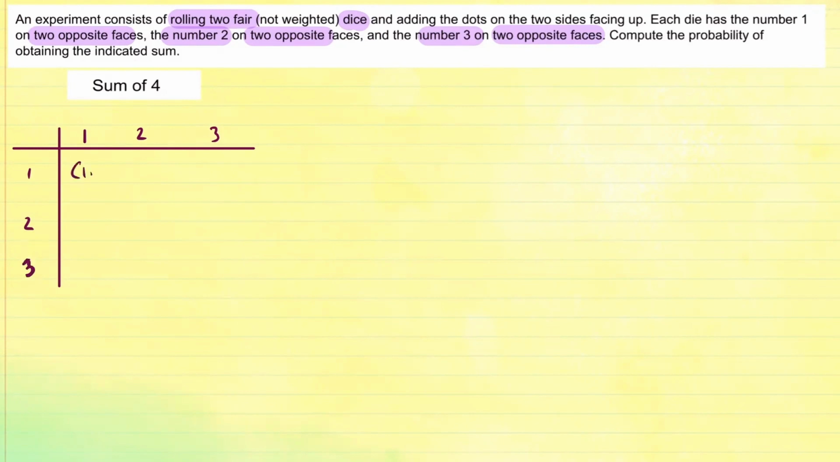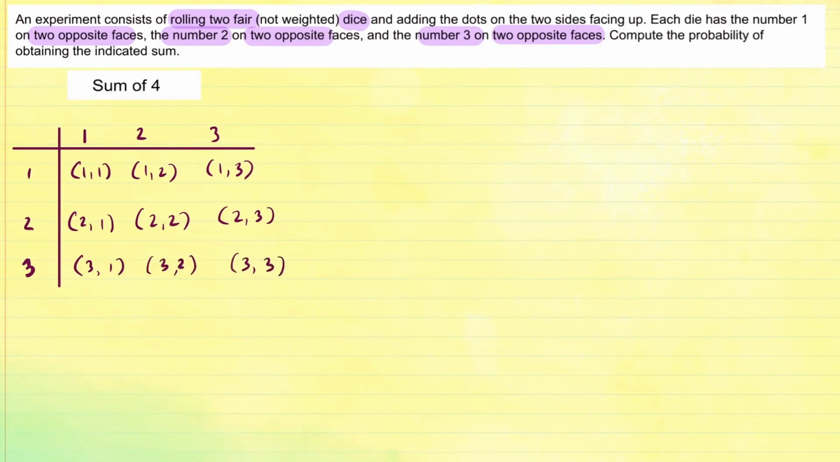So you can get the outcome 1 1, or 1 2, or 1 3. Or you can get the outcome 2 1, 2 2, or 2 3. Or you can get 3 1, 3 2, or 3 3. So these are the possible outcomes, which means the number of outcomes in our sample space is going to be 9.